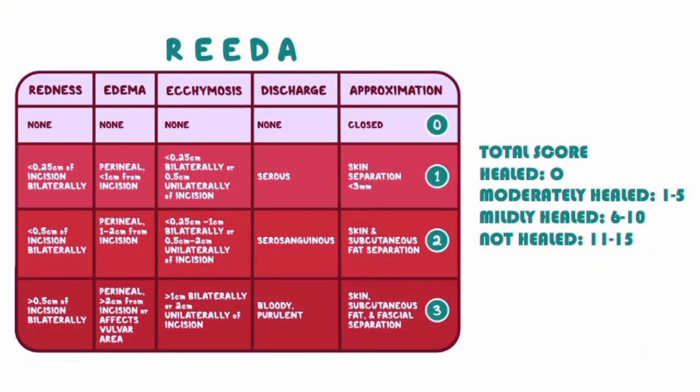Here is the REEDA scale. The REEDA scale helps us to identify the episiotomy wound healing process. Here we are going to assess redness, edema, ecchymosis, discharge and approximation.